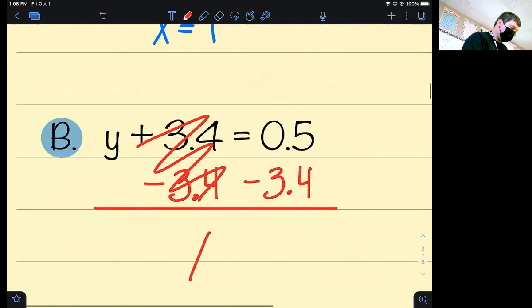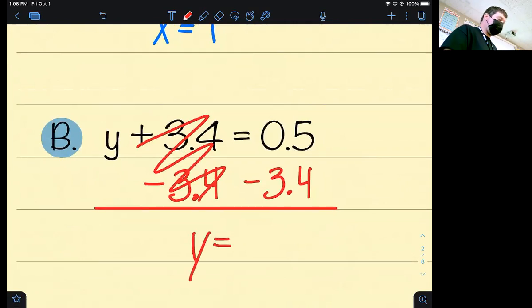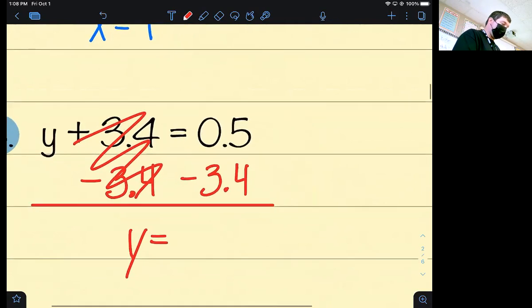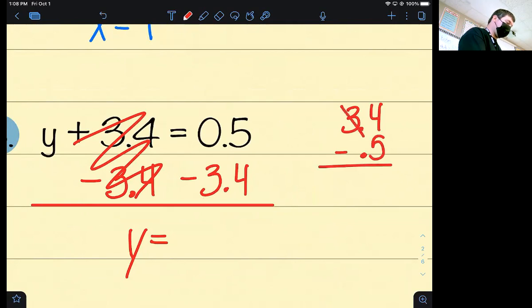You'll get y equals, and then I can use my calculator. So I can do 0.5 - 3.4. If you didn't have a calculator, you know it's going to be negative because you have a larger negative number than the positive number. Well, we have a calculator. Or you could use your brain power. Either way, what should you be getting? Lizzie? -2.9 is correct.